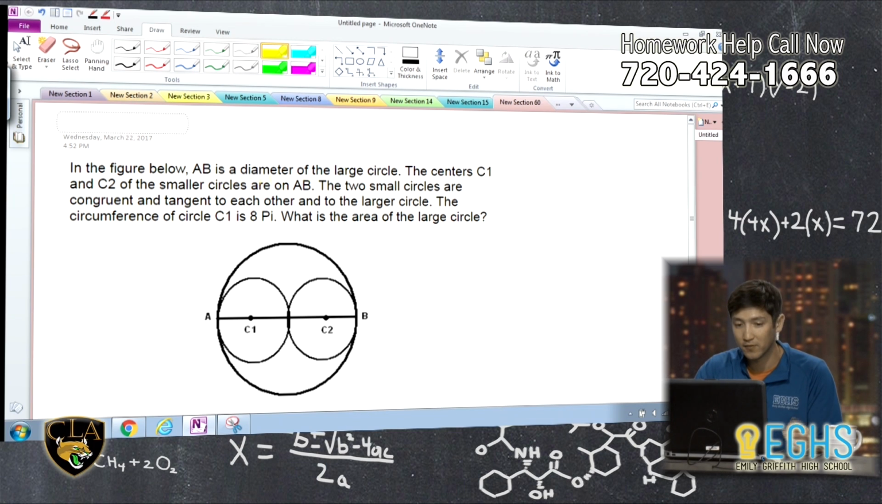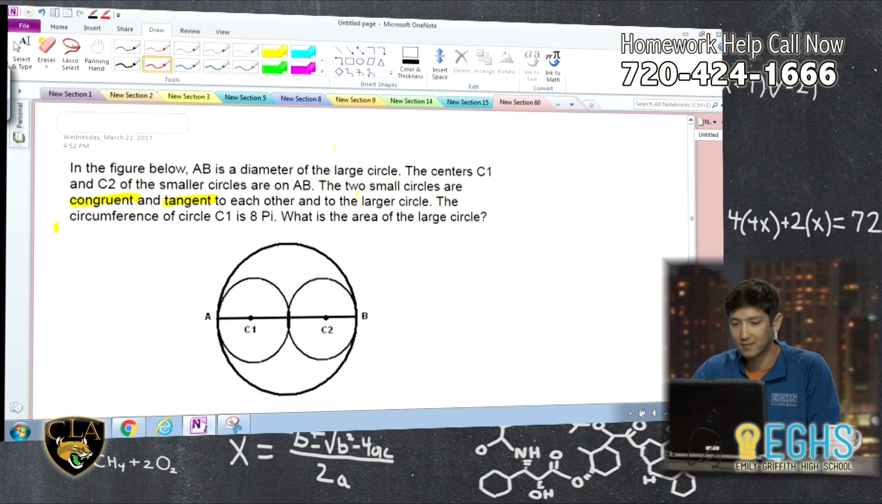Because if we didn't know that they were congruent and tangent, then you could argue you can't solve this problem. You could argue, I can give you an estimate, I can give you something close, but I can't solve it.